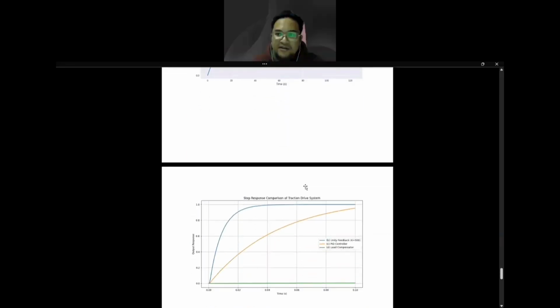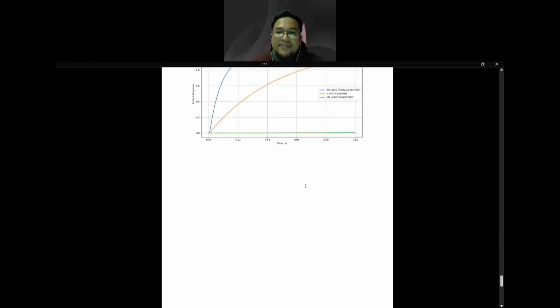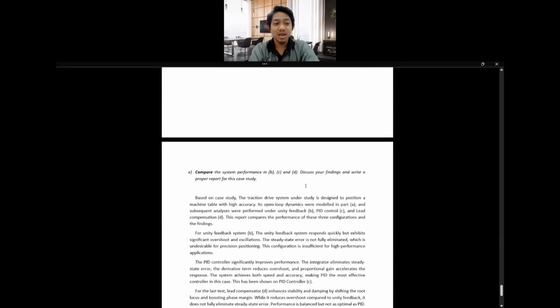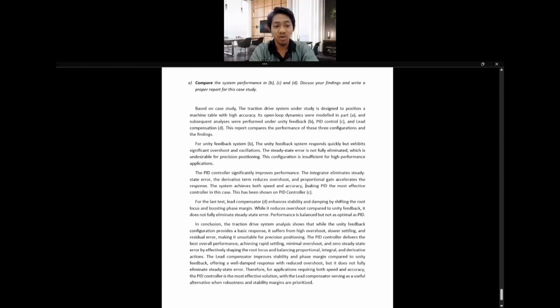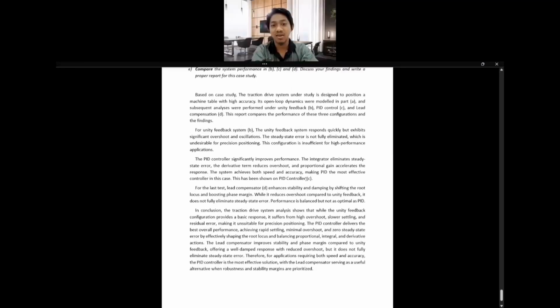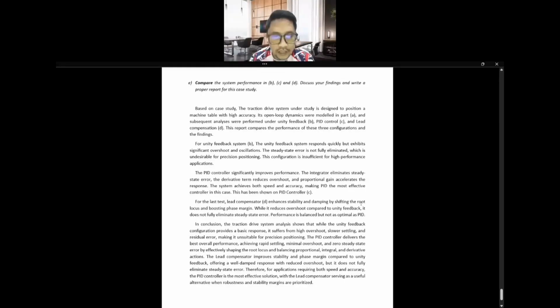And now, Daniel, for the conclusion. So in conclusion, our case study demonstrates that while traction drives have superior friction characteristics, they require sophisticated control to handle their sensitivity to disturbances. By applying both root locus and the frequency response method, we have successfully optimized the traction drive system for accurate table position.